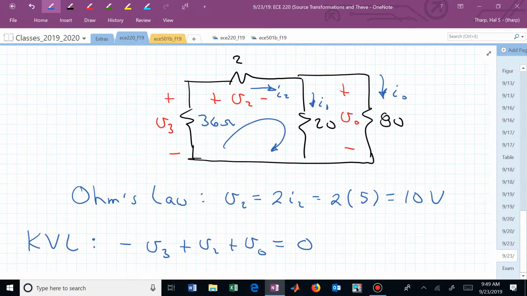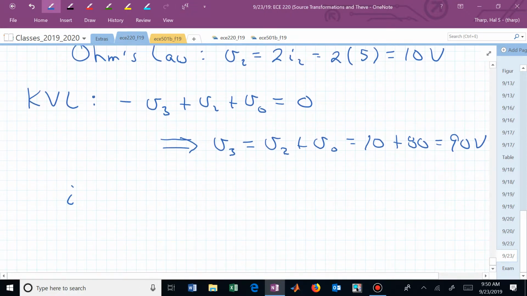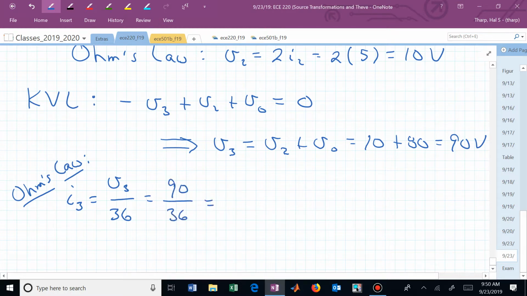If that's the case, can you now tell me what this is, I sub 3? If we know the voltage dropped across a resistor, can you tell me what the current is? That's Ohm's law. I sub 3 is now V sub 3 over 36. This is just Ohm's law. That ends up being 2.5 amps.